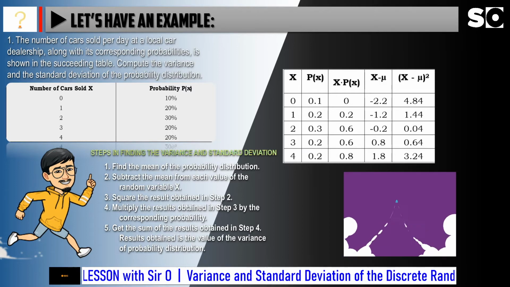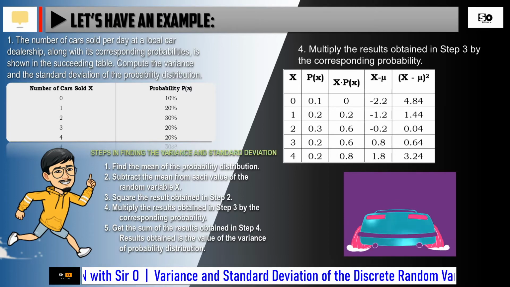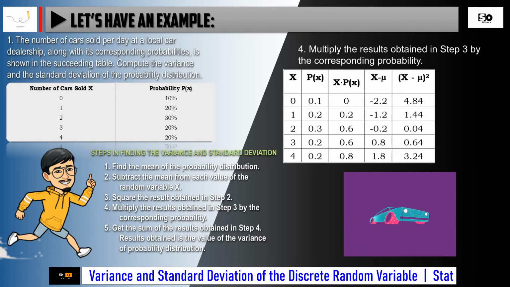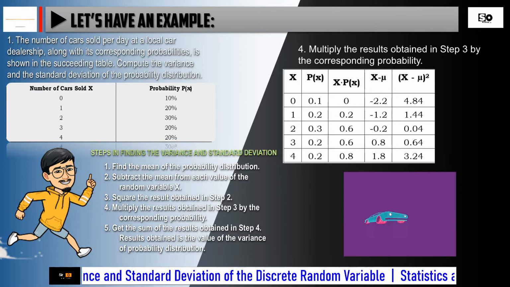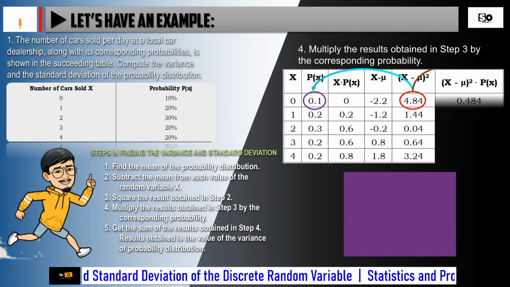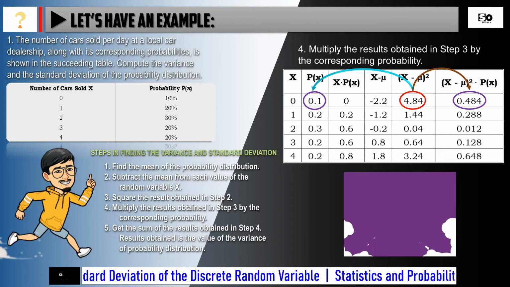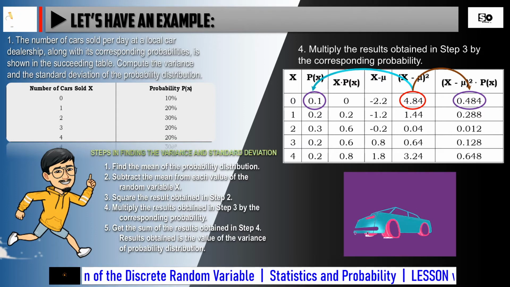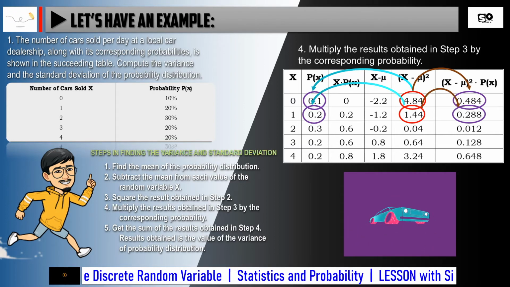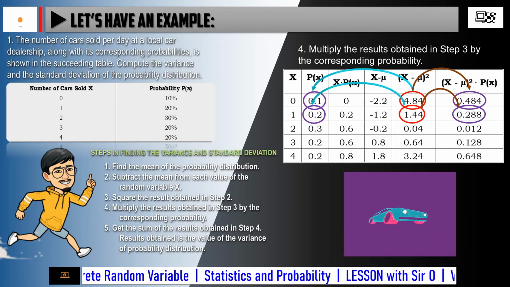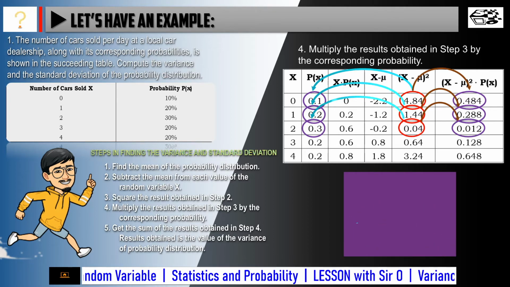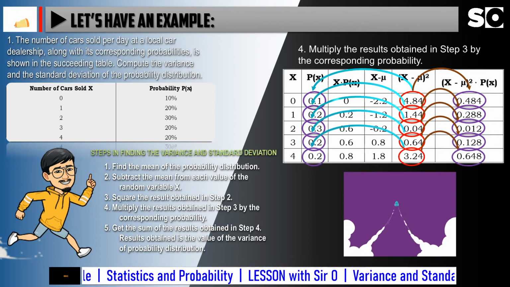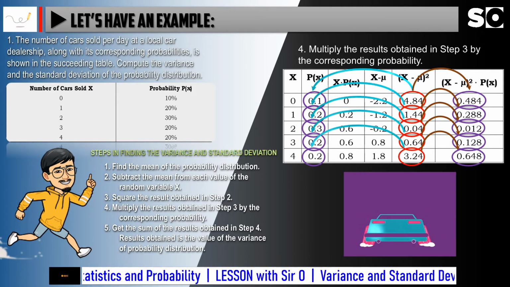Now, let us proceed to step 4. Multiply the result obtained in step 3 by the corresponding probability. The corresponding probability is in P of x. So we have 4.84 multiplied by 0.1 is 0.484. Do this process on the succeeding values. We have 1.44 by 0.2, 0.04 by 0.3, 0.64 by 0.2, 3.24 by 0.2.